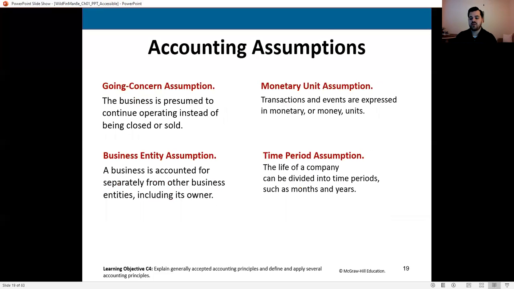Now, we've dealt with our principles. We now want to look at our assumptions. So when we look at our assumptions, we look at what is called the going concern assumption. Going concern assumption is critical because this tells us we assume the company will continue to operate in perpetuity, which allows us to use our typical accounting rules.